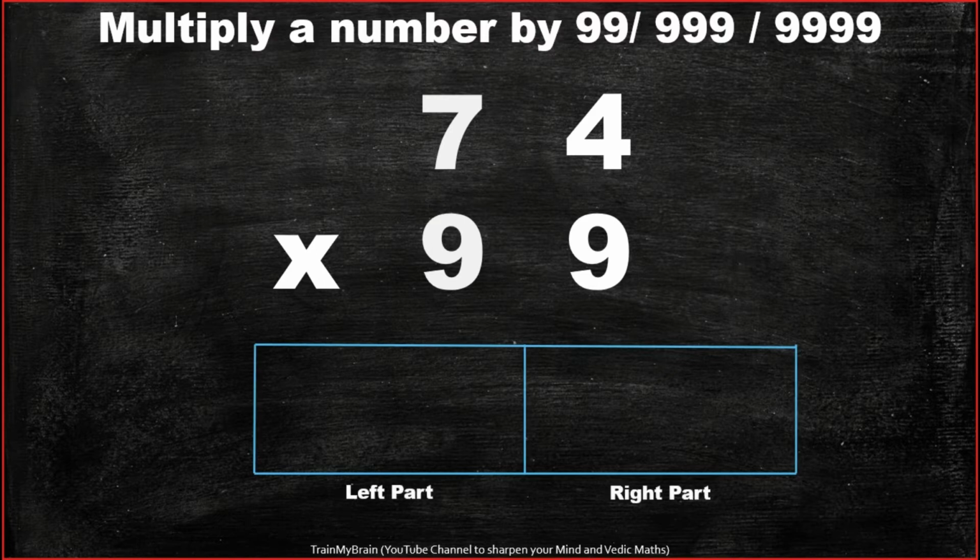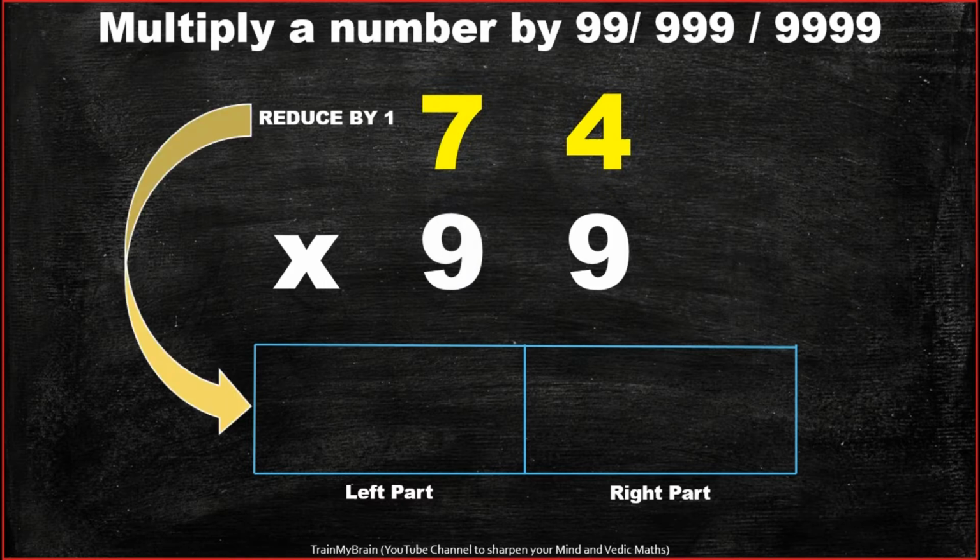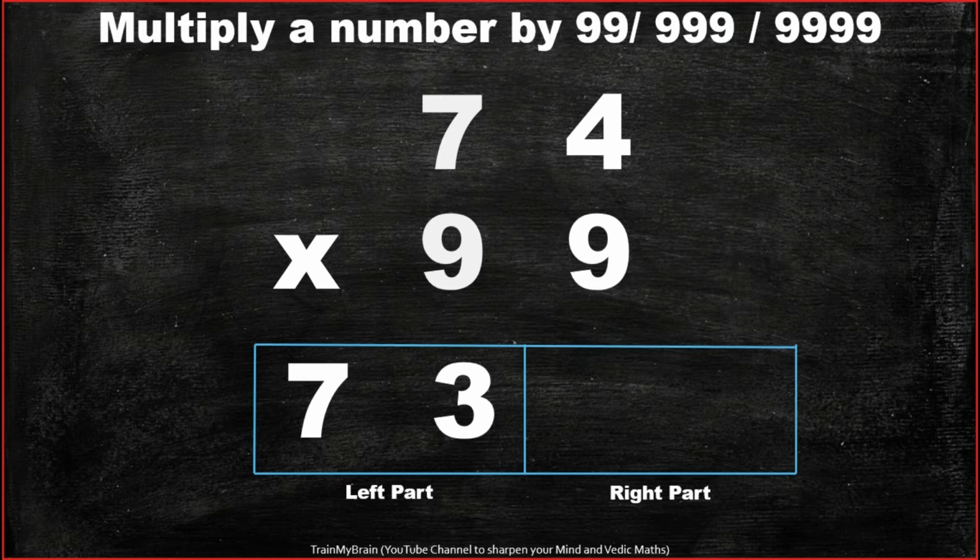Divide it in two parts, left part and right part. Now pick the number other than 9, 74. Decrease the number by 1. 74 minus 1 will be 73. So for the left part you are done.